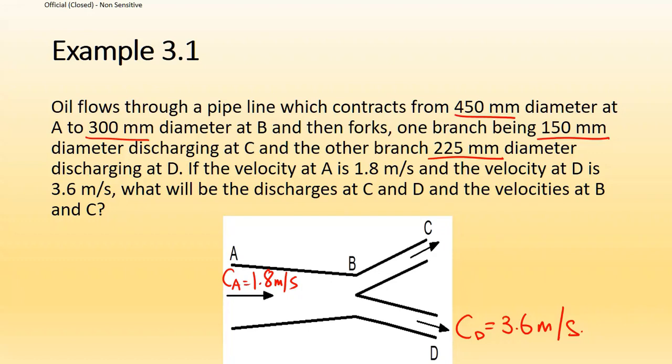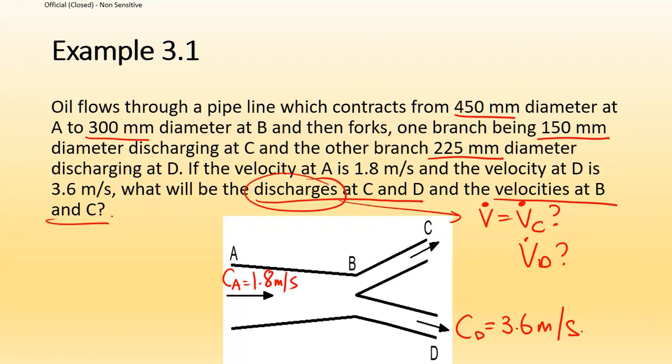Okay, so what they are asking for is the discharge at C and D. I want you to bring your attention to this word, discharge. Discharge in our context is actually the volumetric flow rate. So what they want is V dot C and V dot D. This is what the question wants, the discharge at C and D. Of course, they also want the velocity at B and C, so we need to find out what your vB and vC are.